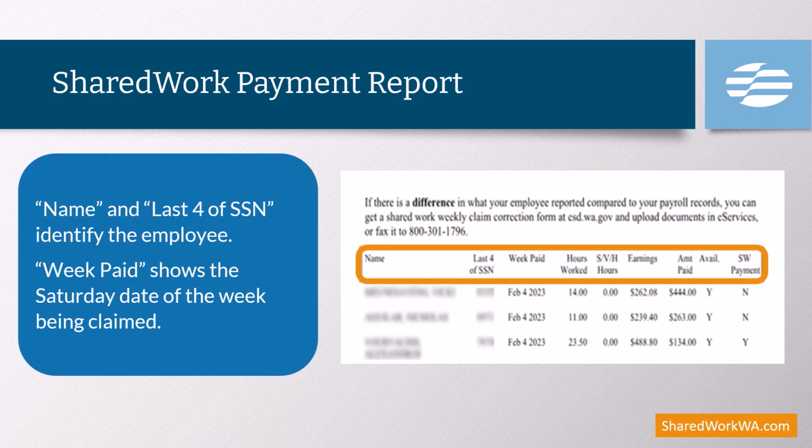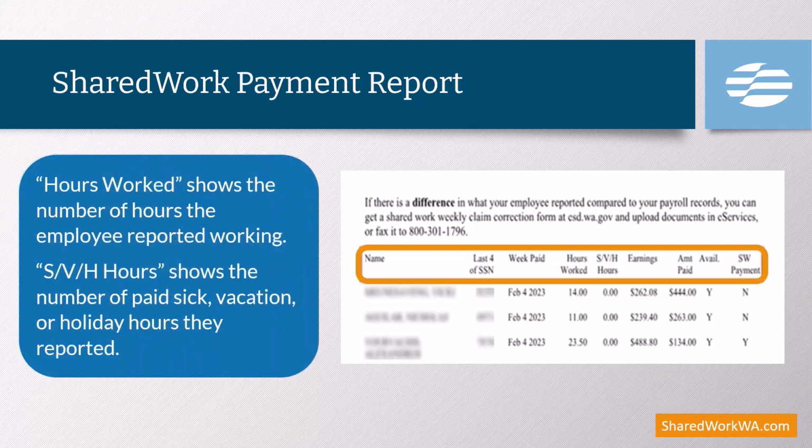A sample payment report is shown here on screen. First, you'll see the names of the employees and the last four digits of their Social Security numbers. Next, week paid is the week ending date of the claim that was submitted. It is always a Saturday date. You may see an employee's name listed several times. This means that several weeks were processed at one time during the prior week.